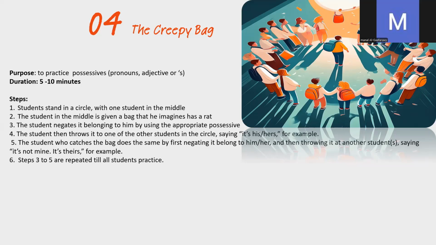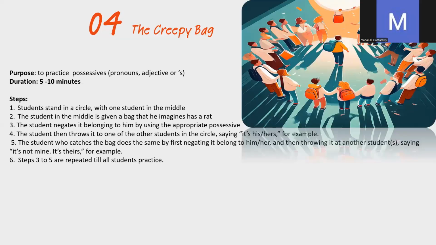He negates it belonging to him or her first, by saying it's not mine, it's his, or it's not mine, it's hers, and so on. It's not mine, it's yours. The student who catches the bag does the same by first negating it belonging to him or her, and then throwing it at another student or other students, saying it's not mine, it's theirs, for example. Afterwards, steps 3 to 5 are repeated till all students practice the rule.